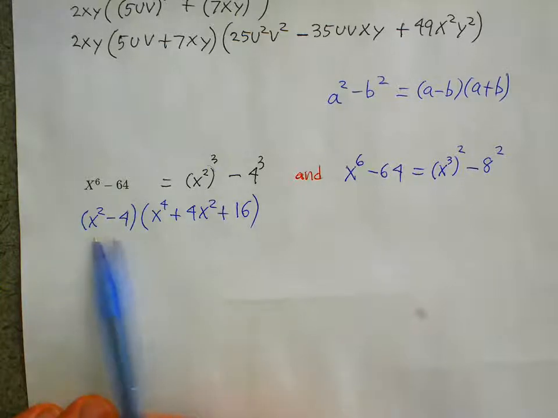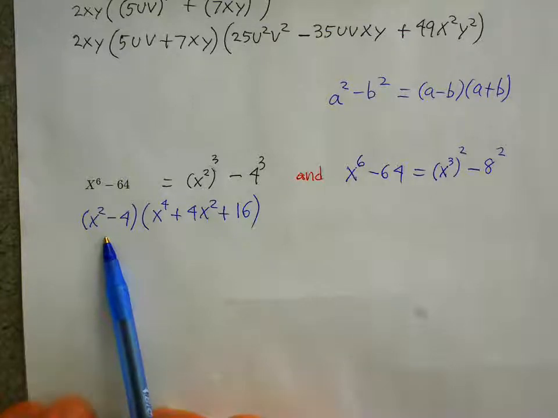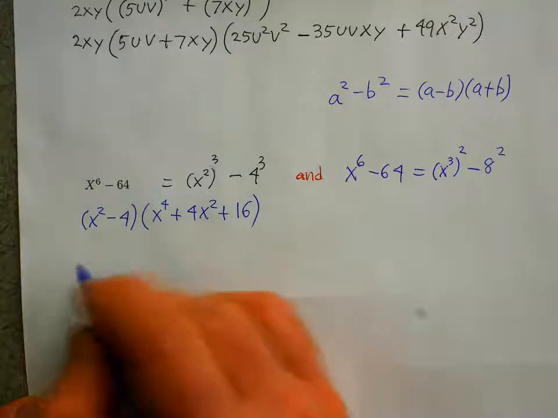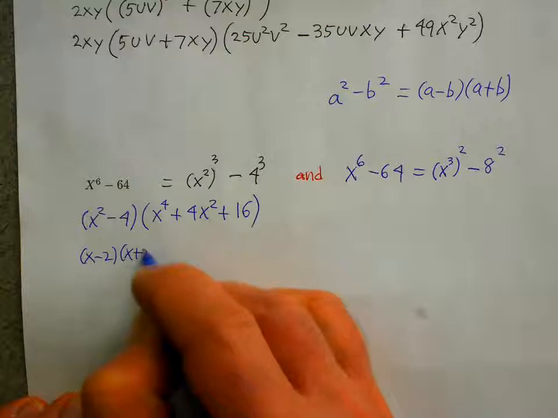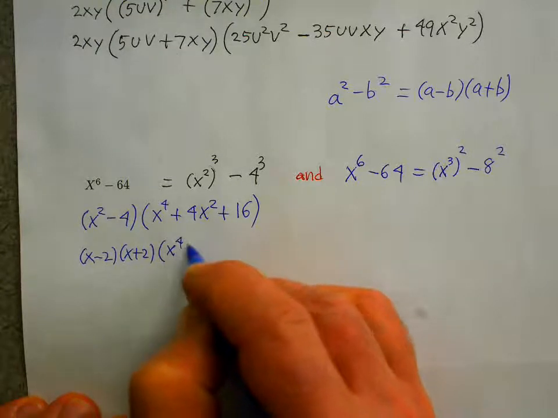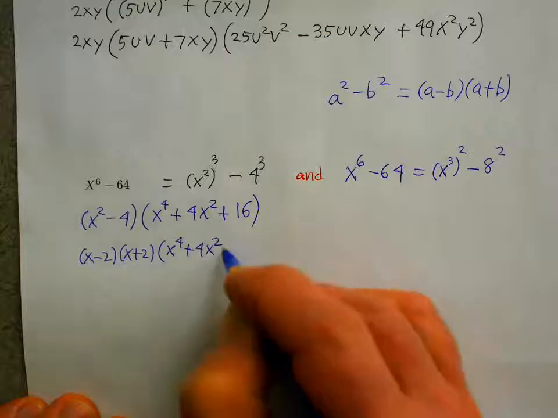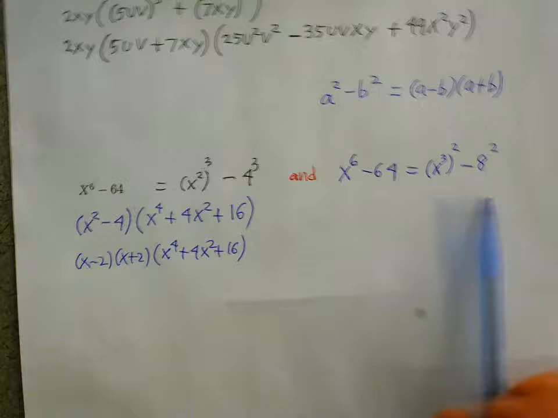But notice over here, x to the second minus 4, that is a difference of squares, so that has to be factored. So x squared minus 4, the factors are x minus 2 and x plus 2. And then x to the fourth plus 4x to the second plus 16. So let's go work on this one.